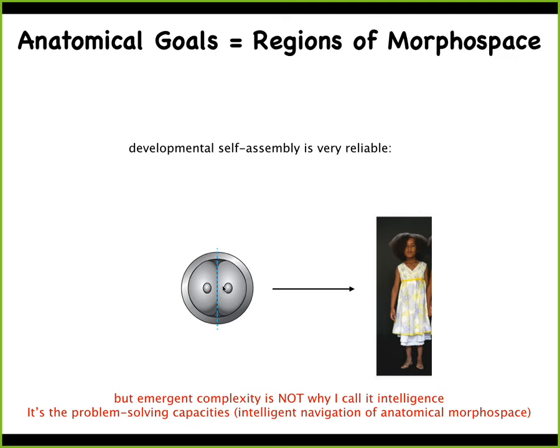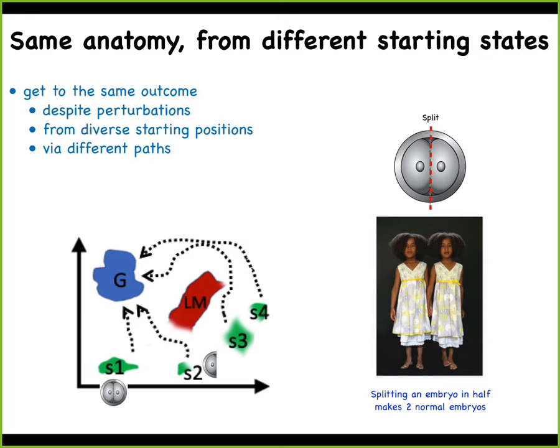This is an amazing rise in complexity, and it's very reliable, but that is not why I call it intelligence. This is really important. It's not just because complexity rises. It's very easy to increase complexity with no intelligence. It's because this process has some amazing problem-solving competencies. One of those is that if you cut this early embryo in half, you don't get two half bodies, you get two perfectly normal monozygotic twins.